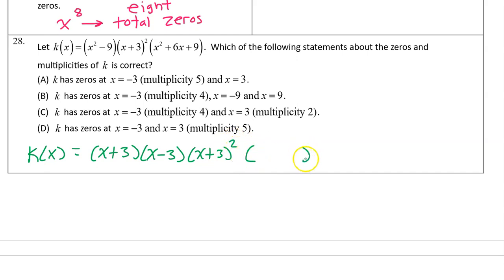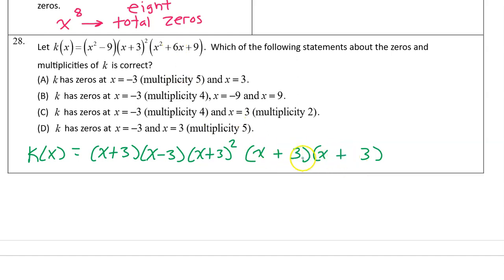And now let's factor that trinomial. A binomial times a binomial. X squared will factor as x times x. 9 will factor as 3 times 3, or 9 times 1. But inner plus outer must equal the middle.